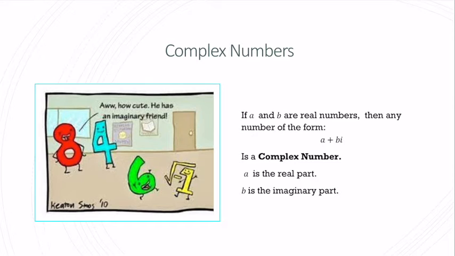So if a and b are real numbers, then any number of the form a plus bi is a complex number. So a is the real part and b is the imaginary part, right? Complex numbers can have a real part and an imaginary part. They definitely don't have to have a real part, but sometimes they do.